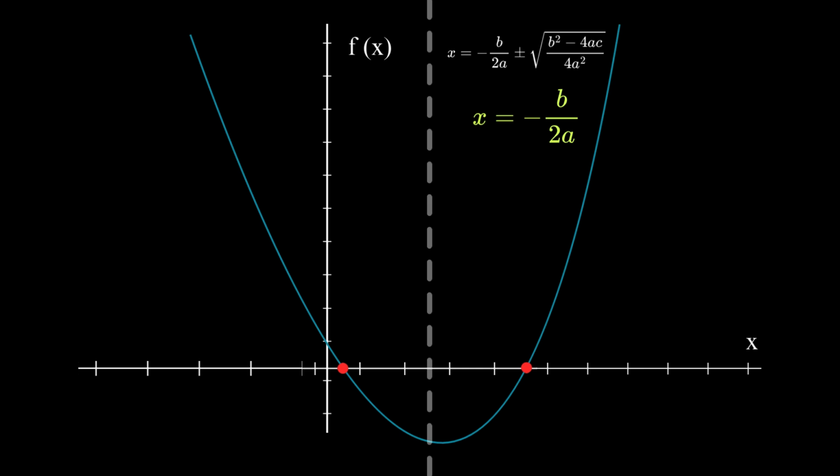So this tells us that if we just ignore the plus or minus term, we have that negative b over 2a as sort of a line of symmetry for the quadratic. And of course, the distance from the line of symmetry to each root is just the square root of b squared minus 4ac, all over 4a squared.